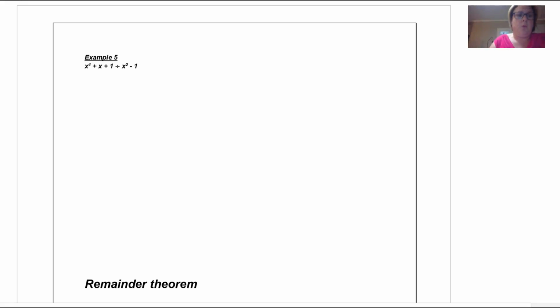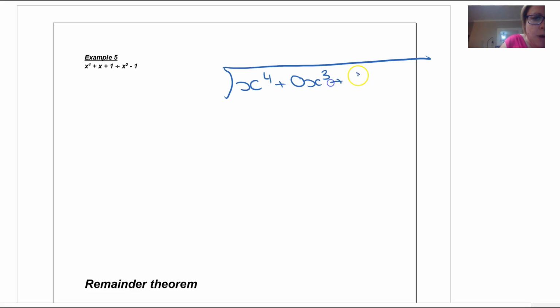There's another one. Right, x to the 4 plus x plus 1 divided by x squared plus no x minus 1. Wow, I gave you a great one to start with. So, I've got no x cubed, but I might need them. I've got no x squared, but I might need them. I've got an x and I've got a 1. X squared, no x, minus 1.